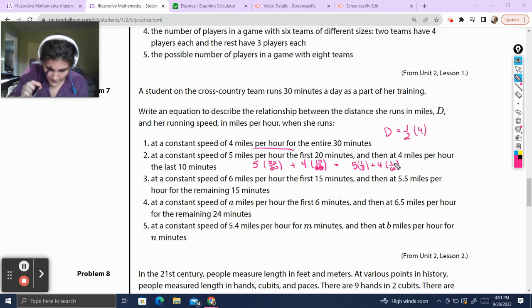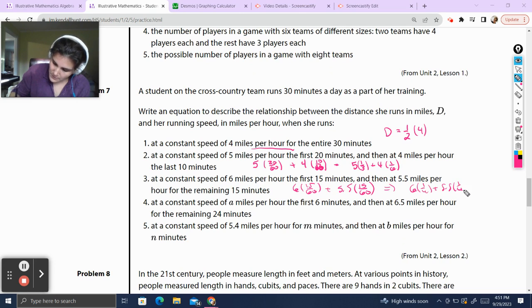Number 3, at a constant speed of 6 miles per hour for the first 15 minutes, so 6 miles per hour times 15 out of 60, and then at 5.5 miles per hour for the remaining 15 minutes, so 15 out of 60. And you could go ahead and simplify this if you would like to. Well, 15 is a quarter hour, so that would just be a quarter times 6 plus 5.5 times a quarter.